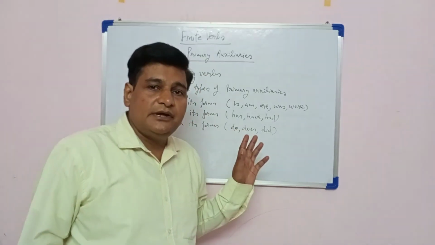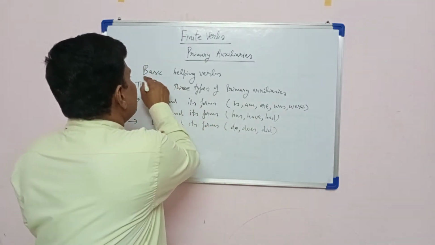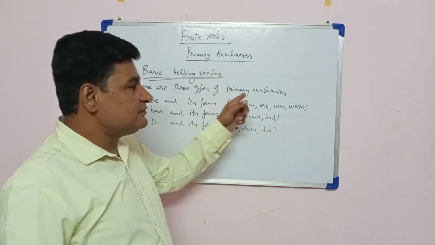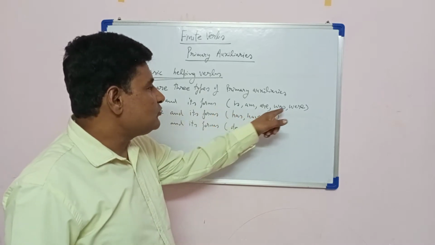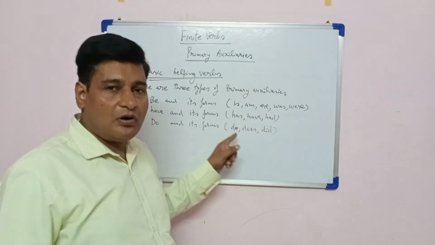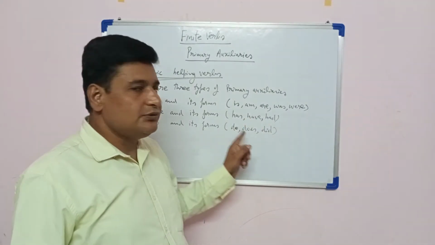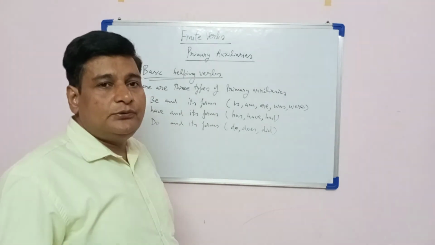So what are primary auxiliaries? These are actually basic helping verbs. These are of three types. Be and its forms: is, am, are, was, were. Have and its forms: has, have, had. Do and its forms: do, does, and did. Now, how are these used?